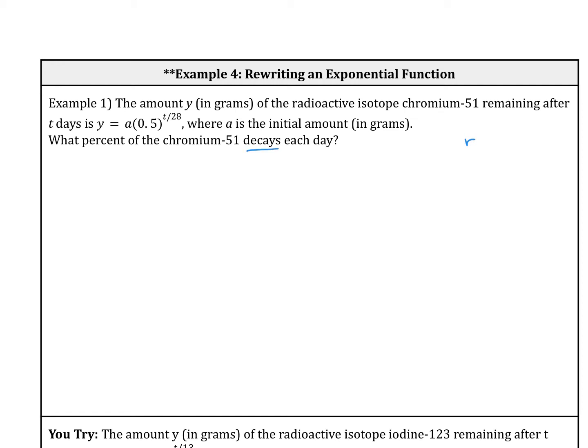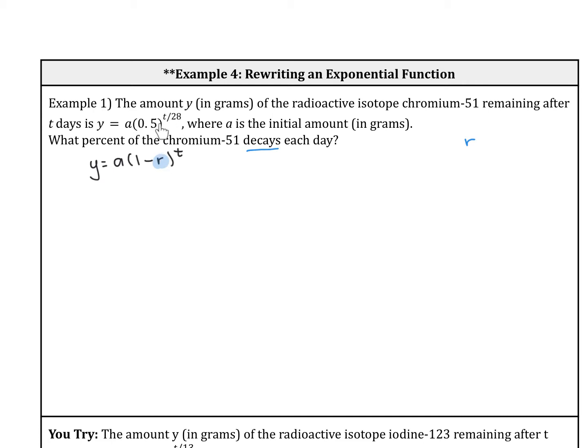Now it says decay, and so we are looking at the formula y equals a times 1 minus R raised to the t. Again, our goal is to figure out what R is. Notice what we're given here: 0.5 raised to the t over 28, and there's something a little different. We have the 1 over 28, and so we need to somehow change that. So we have to evaluate that first.